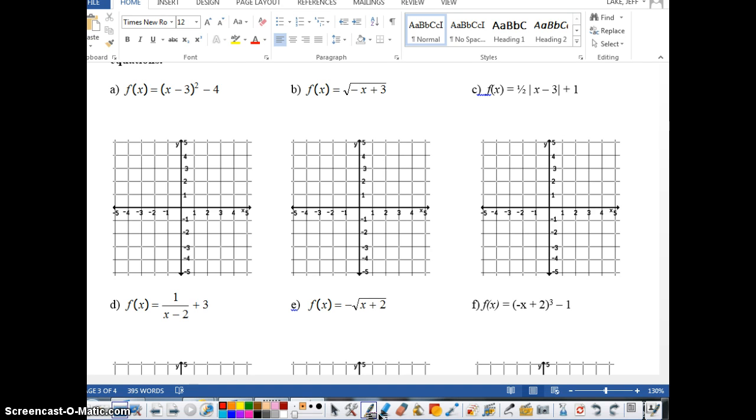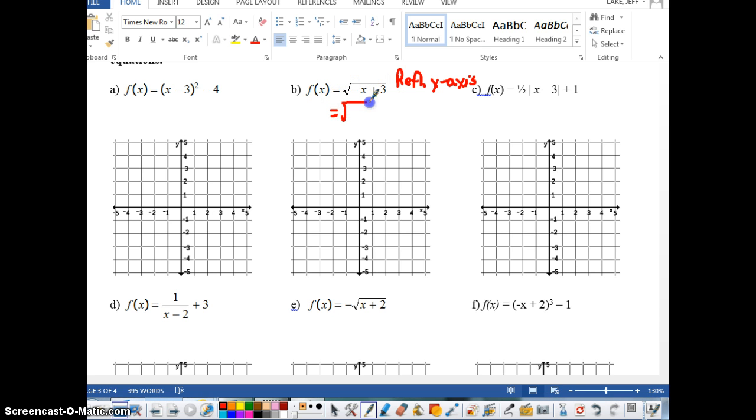All right, so letter B here, f of x equals the square root of negative x plus 3. Biggest thing you need to remember about this is that negative on the inside. It's going to be a reflection. It's going to reflect over the y-axis. Now, the negative actually creates a bit of a problem for us because when you determine whether something's left and right with this 3, you have to have a positive x to do that.